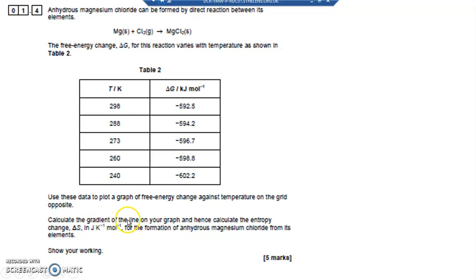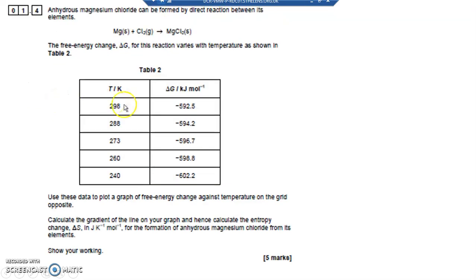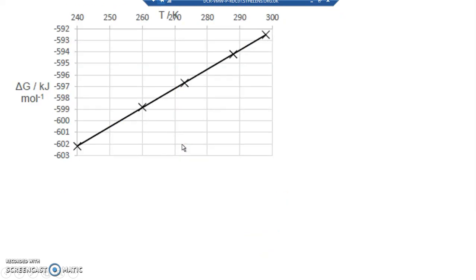Calculate the gradient of the line on the graph. So we've got to plot free energy change against temperature. Free energy change is down the y-axis and temperature along the x-axis. So, Gibbs free energy change against temperature. These values are coming down, it's minus 592 going down, and the temperature is going up.